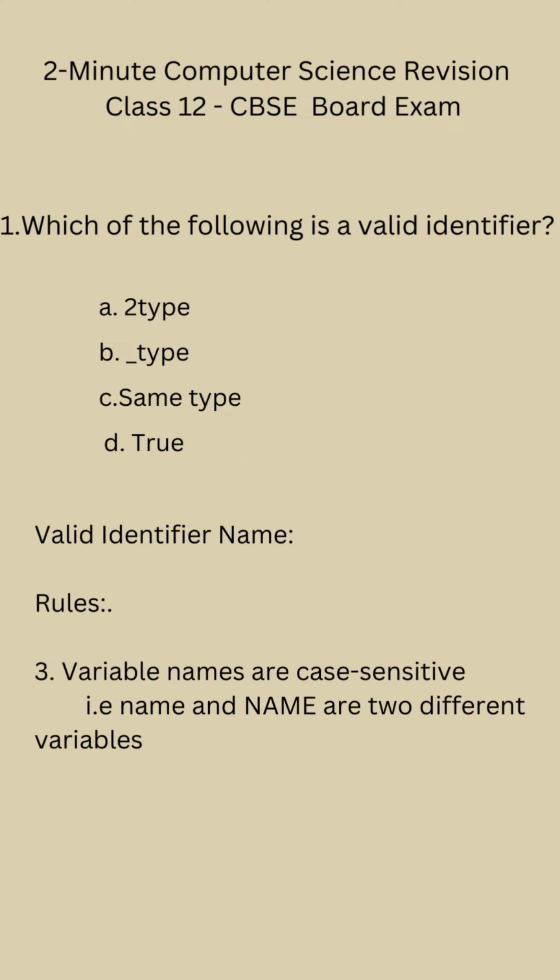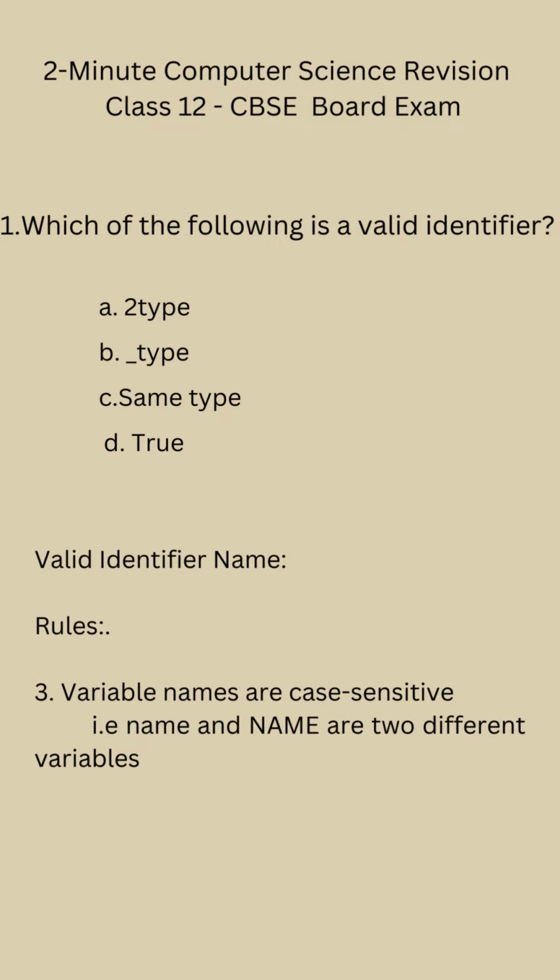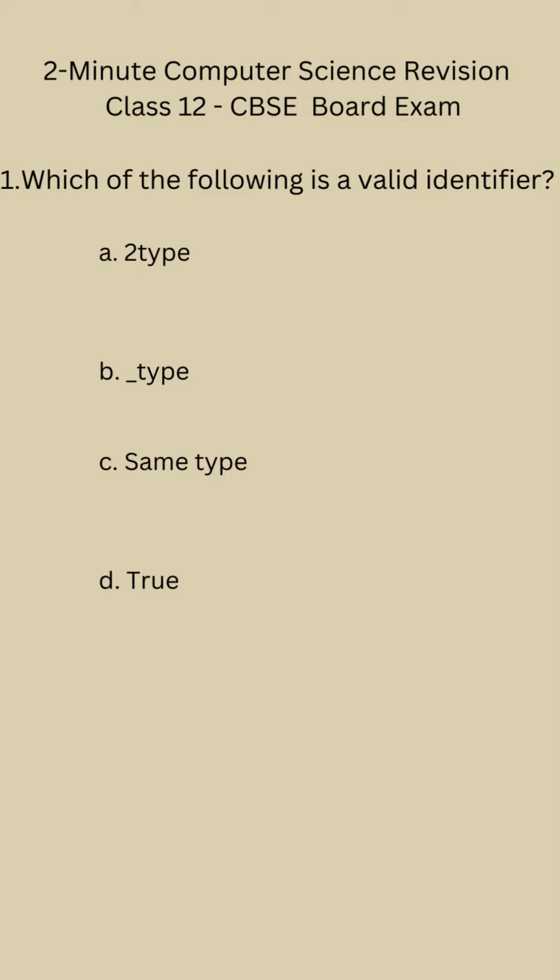Rule number 3. Identifier names are case-sensitive. This means that Name and name are considered two different variables. Question 1. Which of the following is a valid identifier? A. 2type, B. _type, C. same type, or D. True.